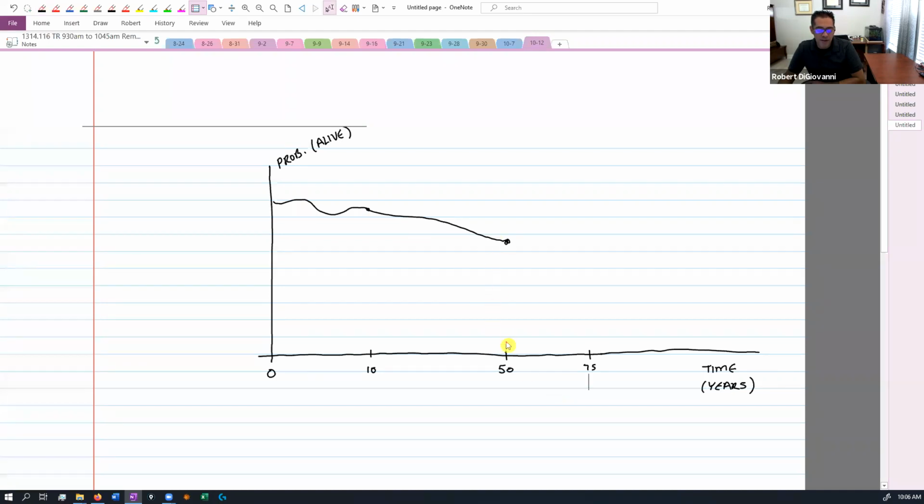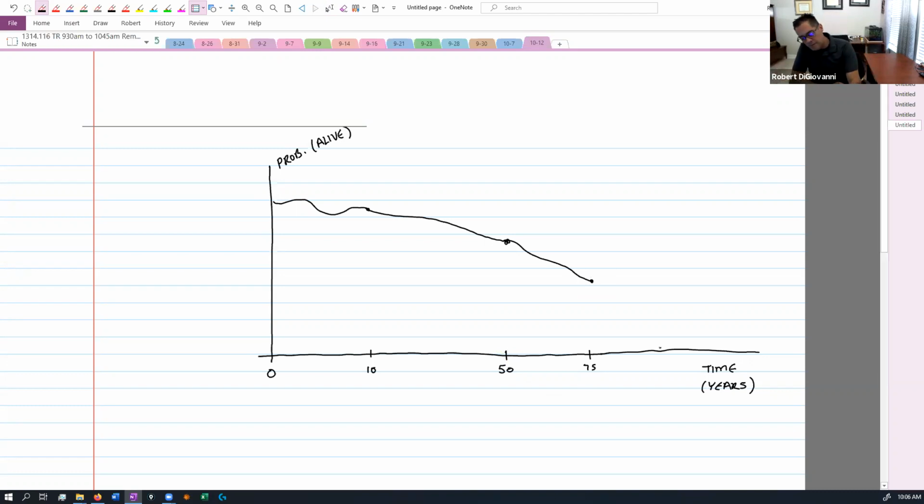Lower or higher than 50? Pretty low. Pretty low? Okay. Y'all with me? Y'all understand what this graph represents? I'm not talking about one person in particular. I'm just talking about in general, like human beings.